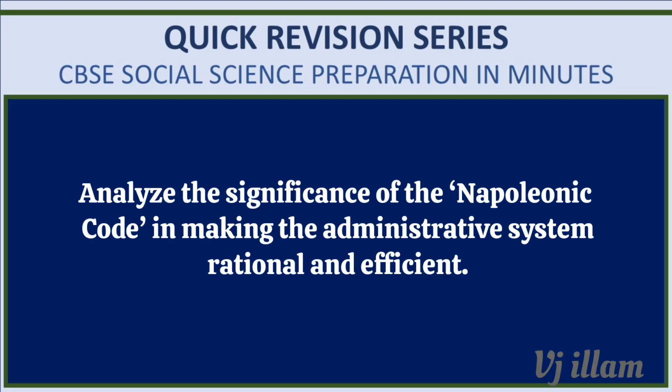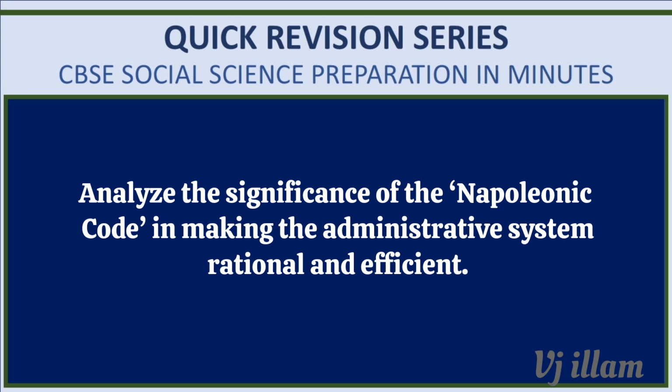One important CBSE question which was asked in a previous year will be discussed here. So let's move on quickly to that. The question is, analyze the significance of the Napoleonic Code in making the administrative system rational and efficient. So how did the Napoleon Code make the system rational and efficient? How did it help in bringing about equality? This is the question asked.